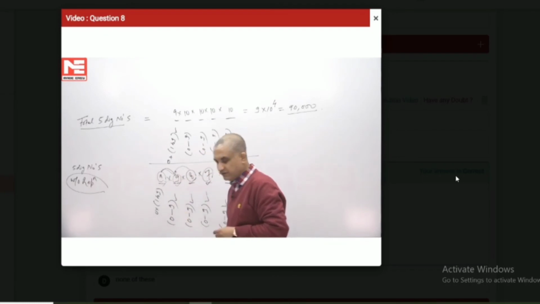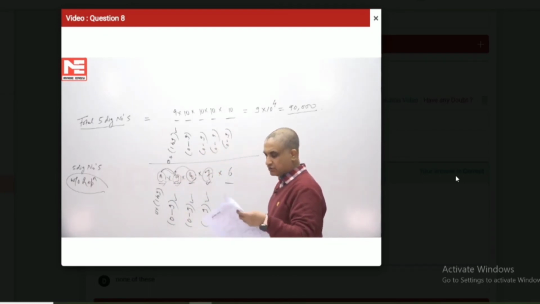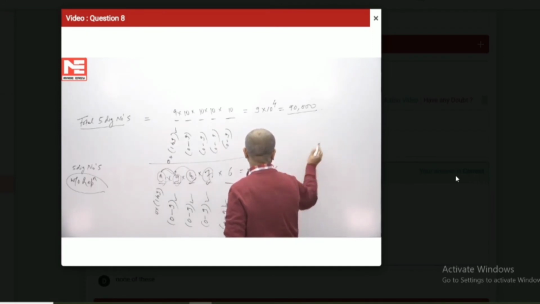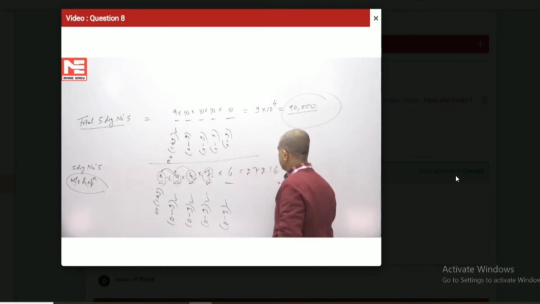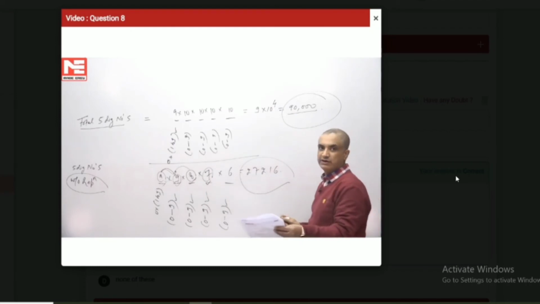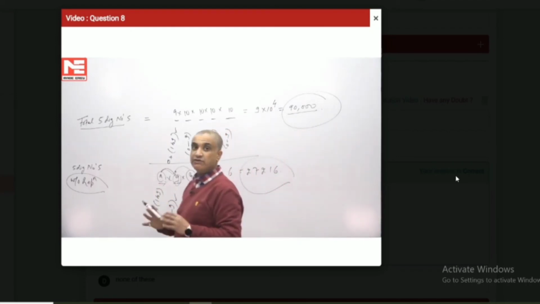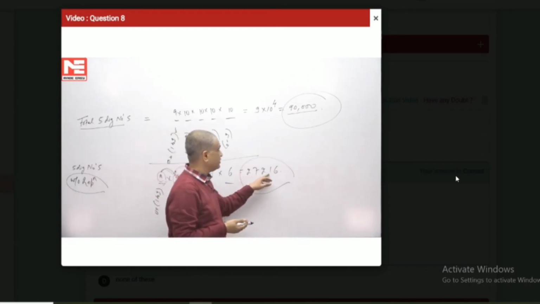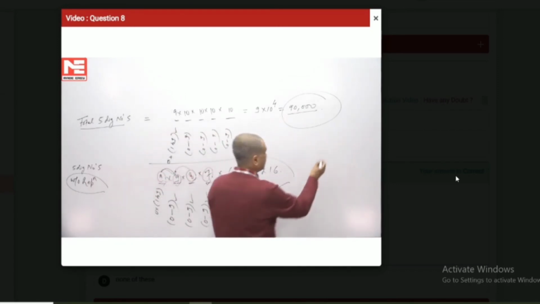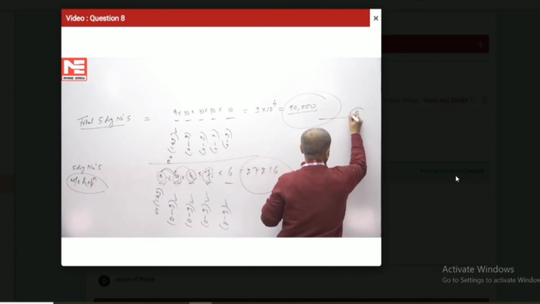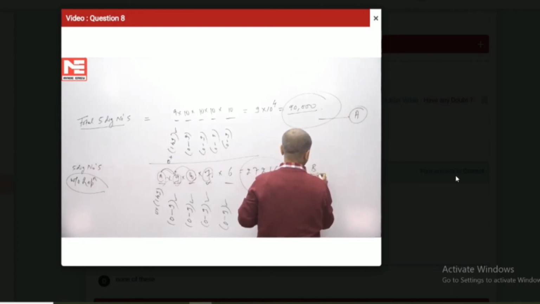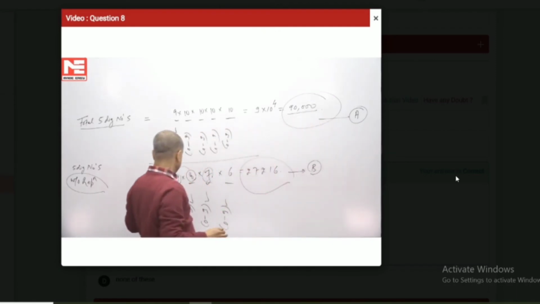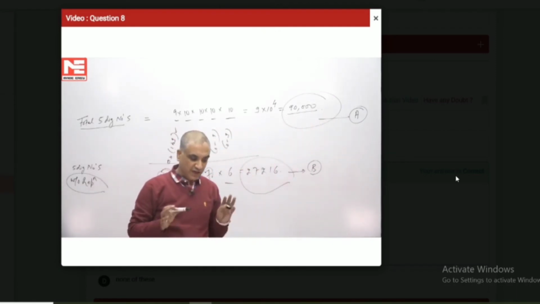So what we have here, total numbers of this type are 27216. These are numbers which are without repetition. Numbers which do not have even a single repetition are 27216. Now if I subtract them, this is A and this is B. A is the total 5-digit numbers that exist, and B is the 5-digit numbers without repetition.